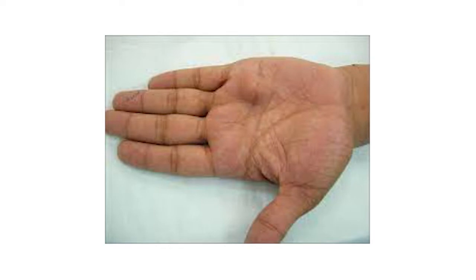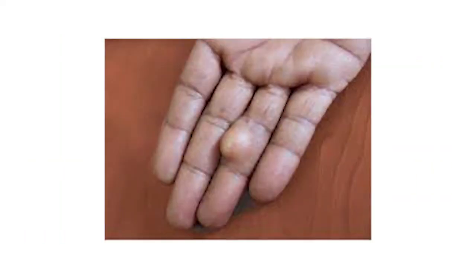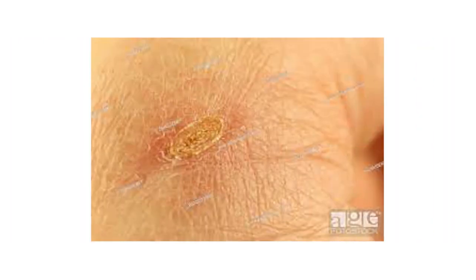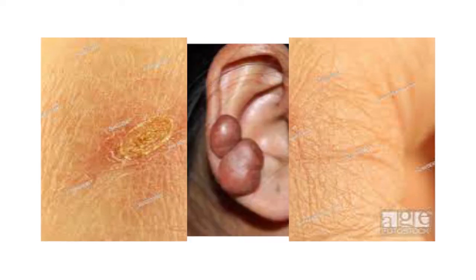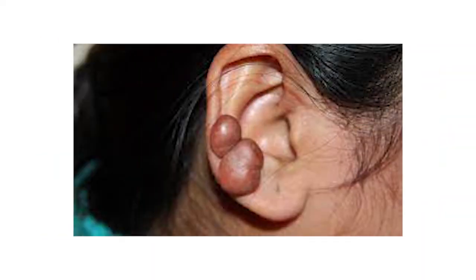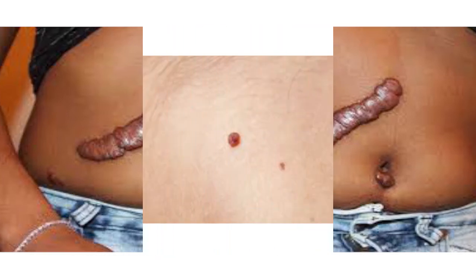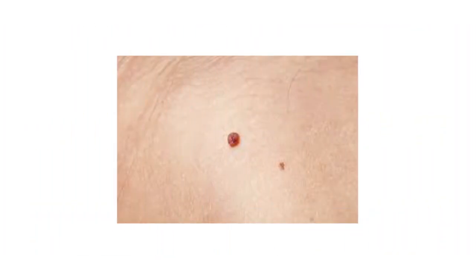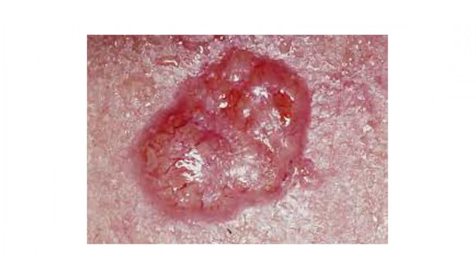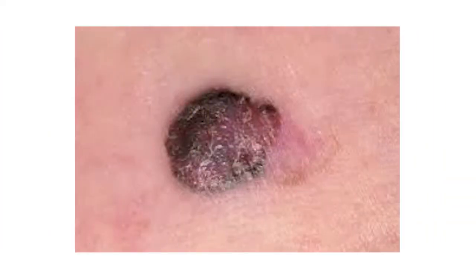Dear friends, here are the complications of the wound. Here is the first image showing the implantation cyst, second image showing the implantation cyst. This is the painful scar, a complication of the wound. This image is the keloid formation. Keloid formation is clearly seen. This is the neoplasia, squamous cell carcinoma of the skin, clearly seen. This is also the neoplasia, squamous cell carcinoma of the skin.